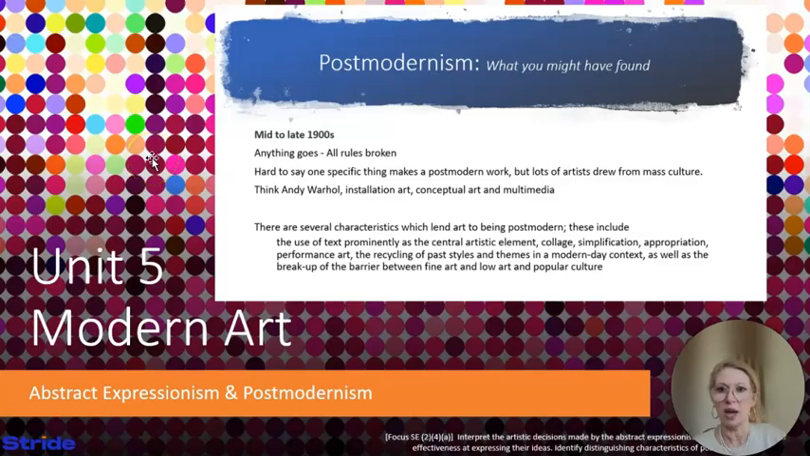So Unit 5 is about postmodernism, which was mid to late 1900s. Basically, anything went at this point. All art rules were broken. It had lots of characteristics, and we covered those in this unit.